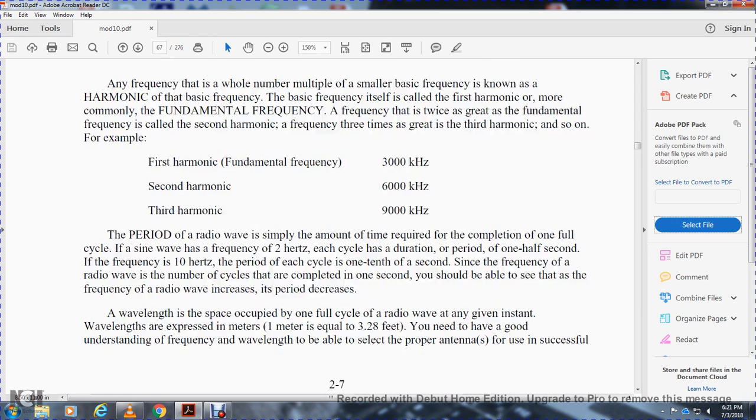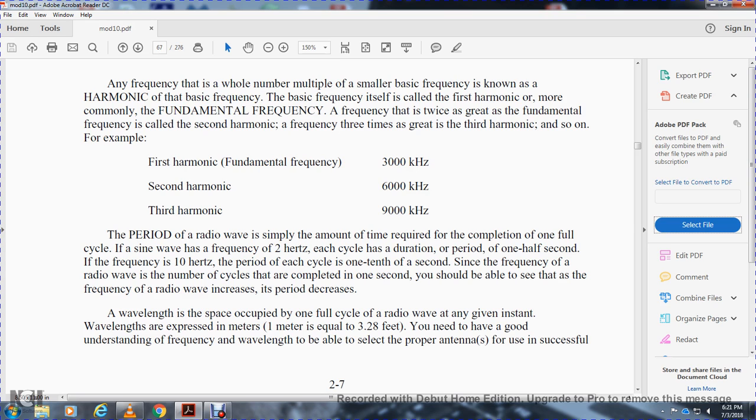For example, the period of a radio wave is the amount of time required for the completion of one full cycle. A wave with a frequency of 2 hertz has a period of 1/2 second for each cycle. A frequency of 10 hertz has a period of 1/10 of a second for each cycle. Since the frequency of a radio wave is the number of cycles completed in 1 second, you should be able to see that as the frequency of the radio wave increases, the period decreases. The wavelength is the length of space occupied by one full cycle.